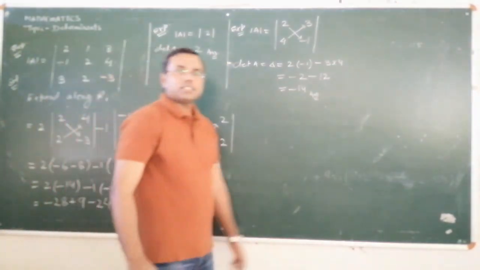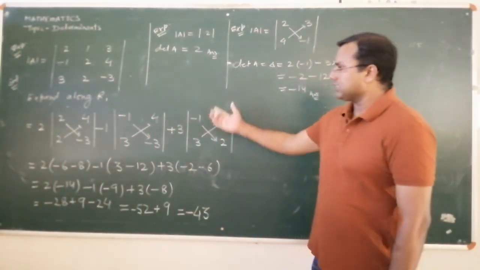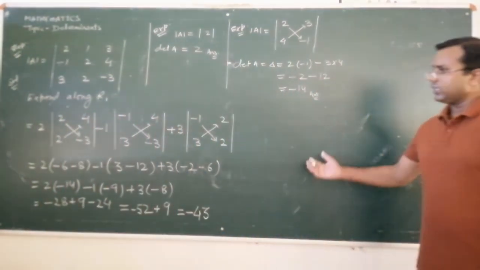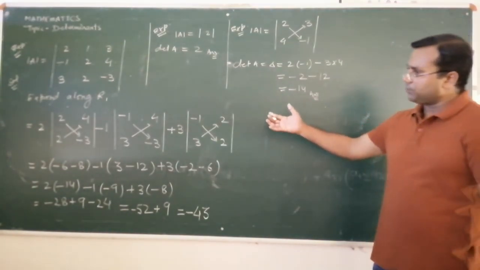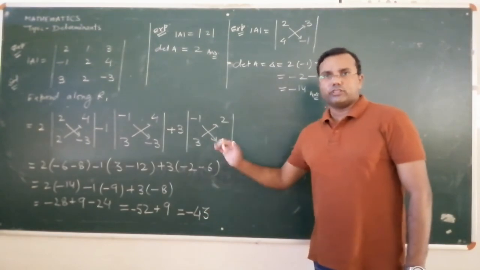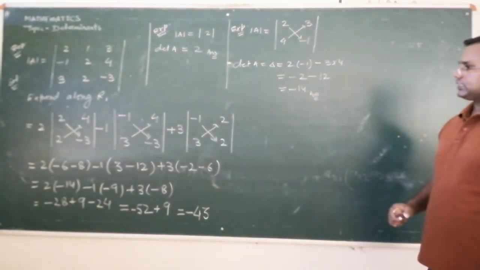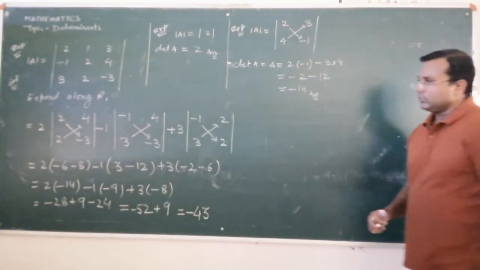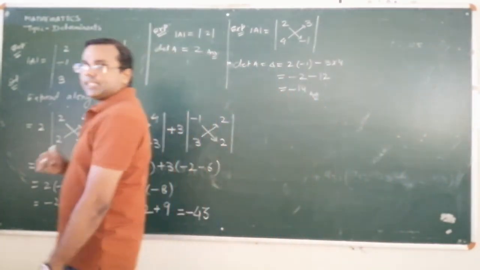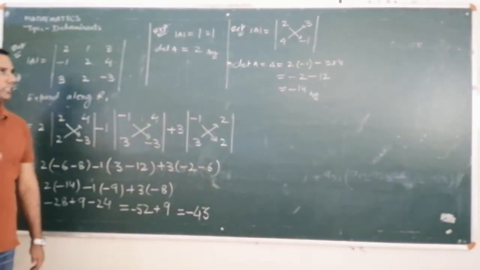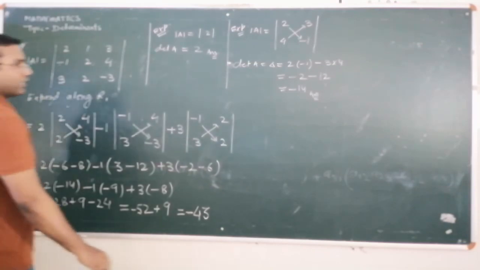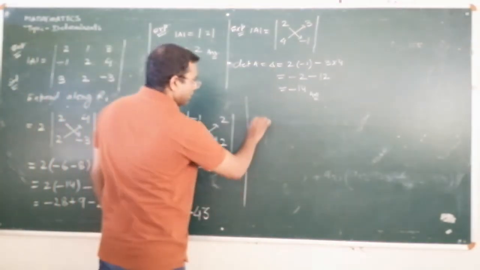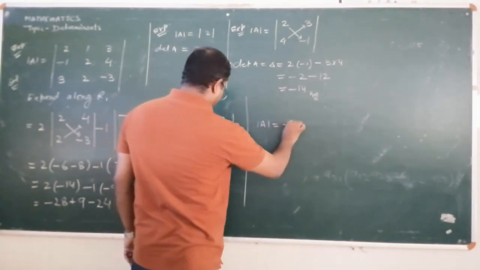So this is the procedure, student. If you see this properly, and if you don't understand anywhere, stop the video, see it again, try to mark up the procedure, and the question itself will be solved. So this is the exact procedure. In this way I have explained how to find the value of a determinant. So we can write here that the determinant A is minus 43.